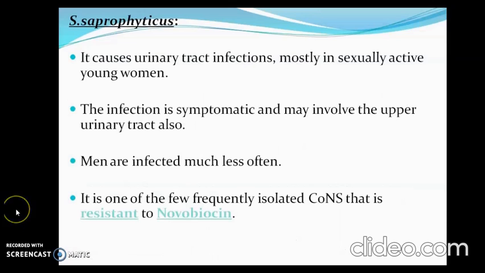Staphylococcus saprophyticus causes urinary tract infections, and the infection may be symptomatic and may involve the upper urinary tract. Men are infected much less often. It is one of the few frequently isolated coagulase-negative staphylococci that is resistant to the antibiotic novobiocin.